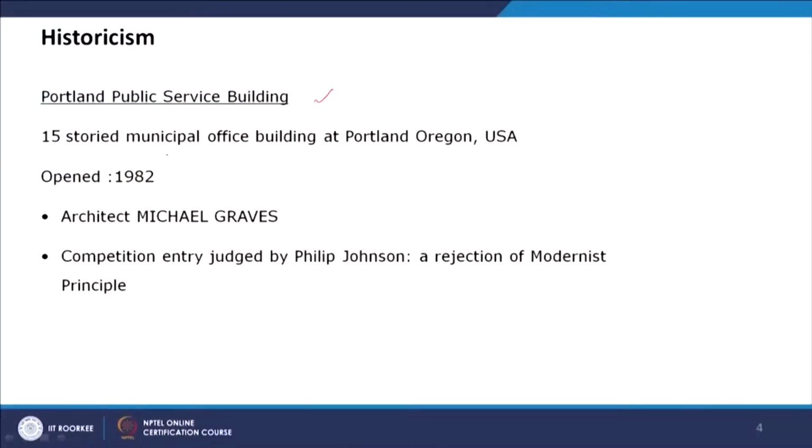One of the buildings is the Portland Public Service Building. This is a 15-story municipal office building in Portland, Oregon, in the USA. It opened in 1982, which is just the starting time of the postmodern movement. The architect is Michael Graves again. Many of Michael Graves's designs fall under the historicism movement of postmodern design.